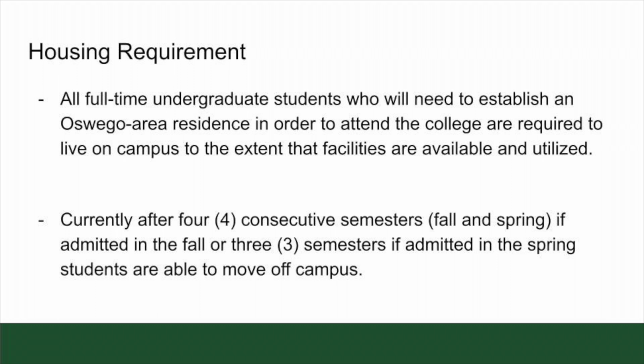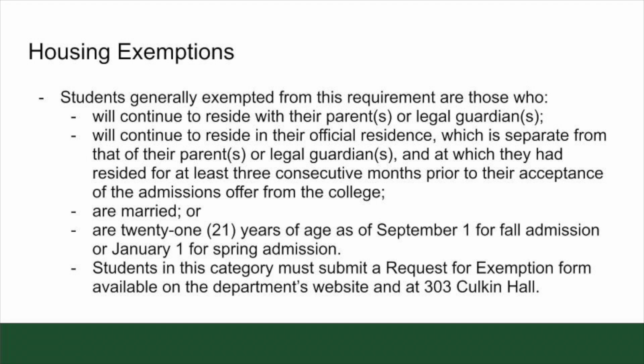All full-time undergraduate students will need to establish an Oswego area residence in order to attend the college, and are required to live on campus to the extent that facilities are available and utilized. What this means is that after 4 consecutive semesters of living on campus, any current student, if they were admitted in the fall, or 3 semesters if they were admitted in the spring semester, are able to move off campus. However, we do have some housing exemptions to that requirement.